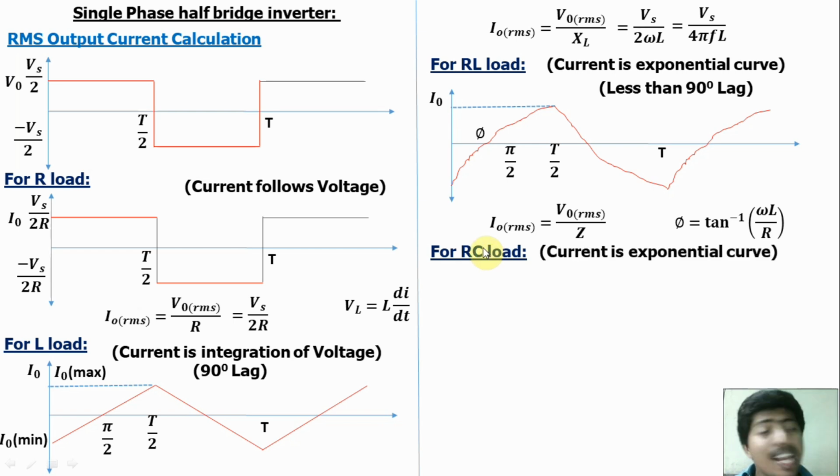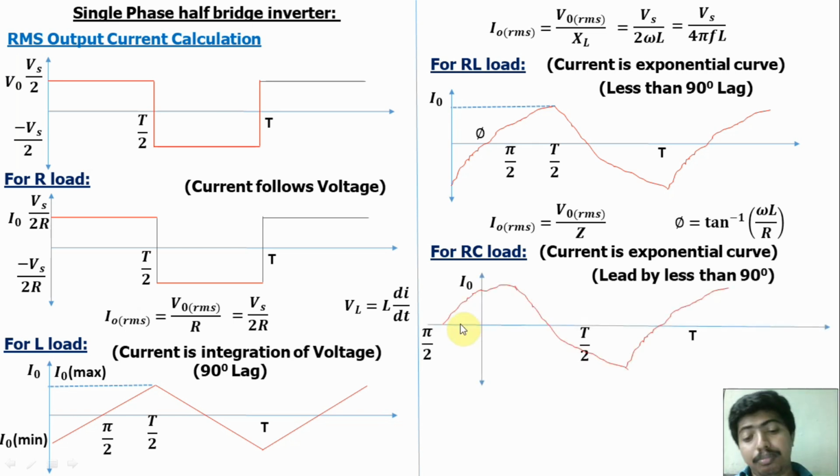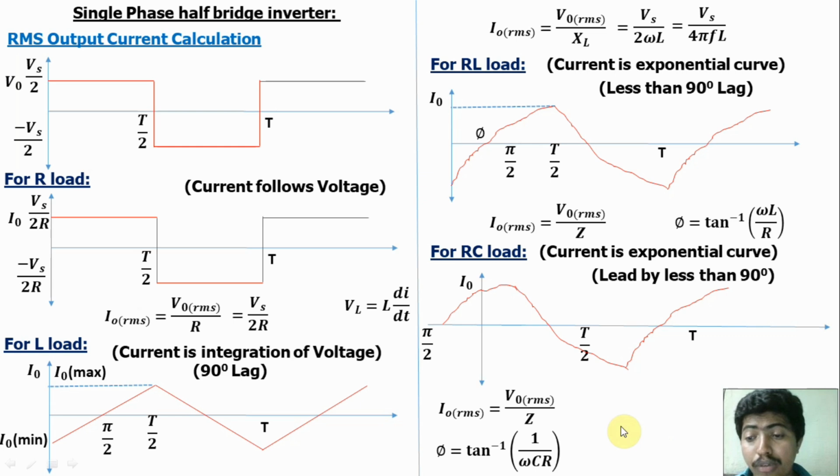Next, for RC load, the current is an exponential curve. For a pure capacitor, the current leads the voltage by 90 degree, but it has a resistance also. So the current leads the voltage by less than 90 degree. So the current waveform will be like that. Leads by less than 90 degree. Okay. But exponential increasing and exponential decreasing. So I naught RMS is equal to V naught RMS by Z. Same. Phi is equal to tan inverse of XC by R. Here XC means 1 by omega C, whereas for the RL load, XL means omega L.